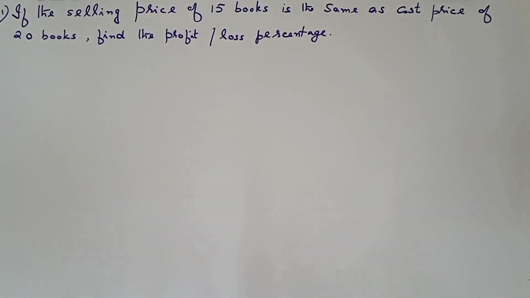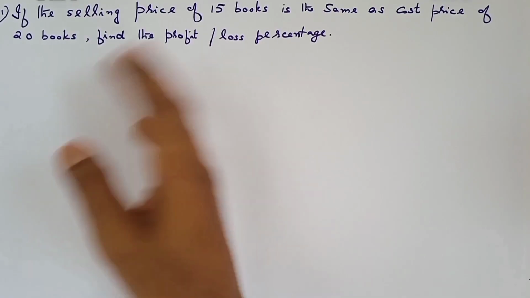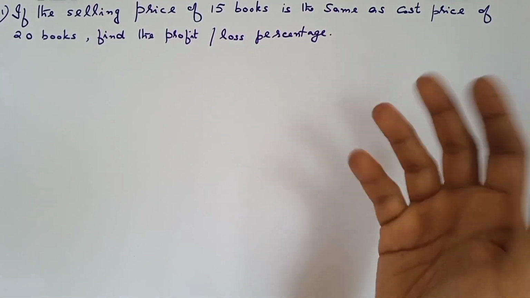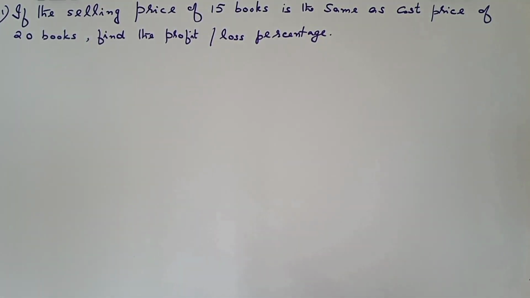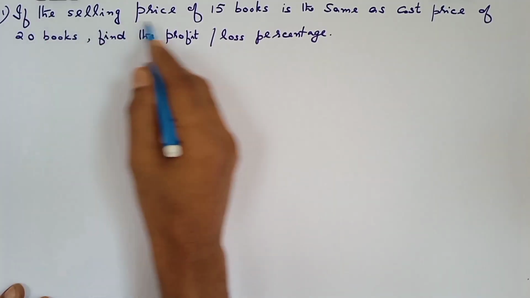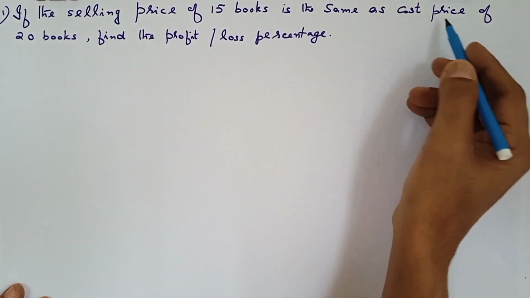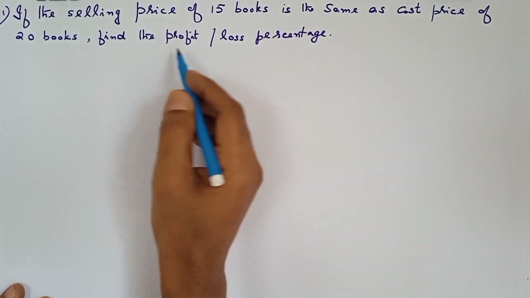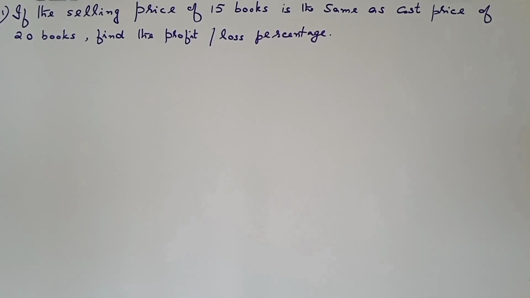Today let's work out a few problems from profit and loss, the concepts of which we have already covered in another video whose link is given in the description below. The question is, if the selling price of 15 books is the same as the cost price of 20 books, find the profit or loss percentage.